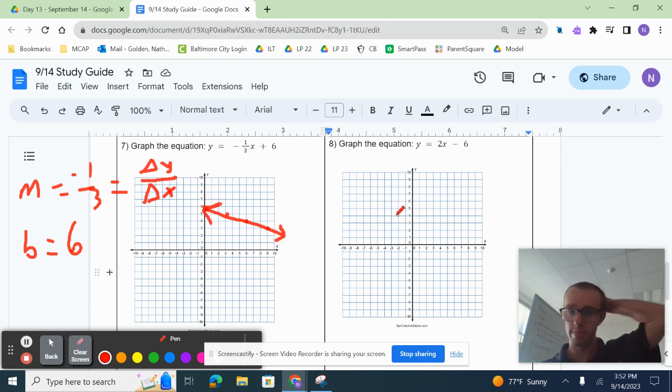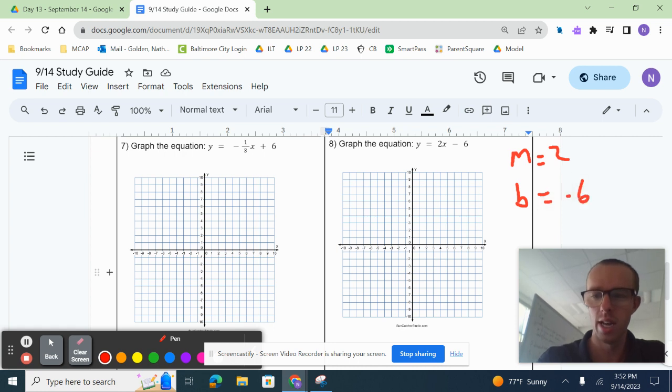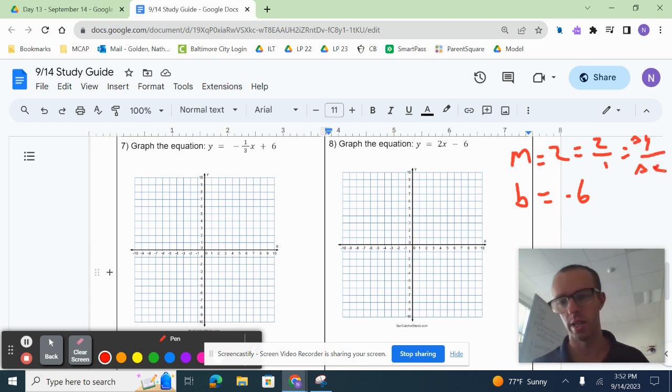Okay. Same thing on the next one. I need m and b. M is 2. B is negative 6. I'm going to turn m into a fraction, 2 over 1, and so it's the change in y over the change in x. All right? So I'm going to begin at negative 6, and I'm going to go up 2 over 1.